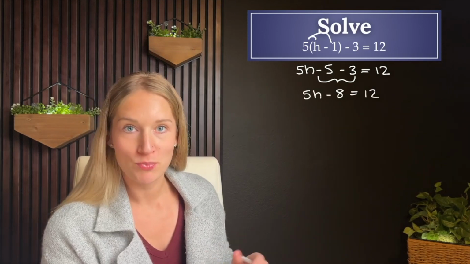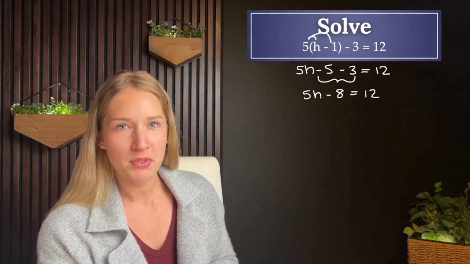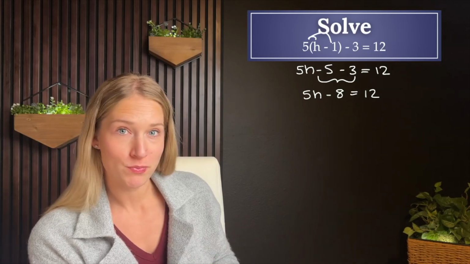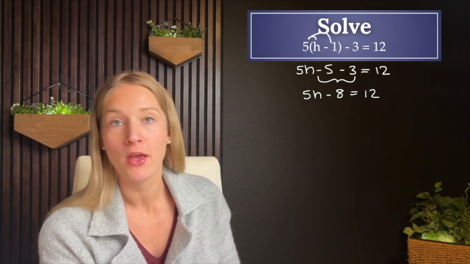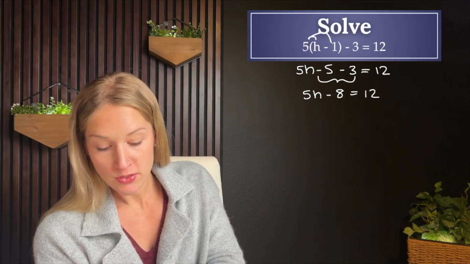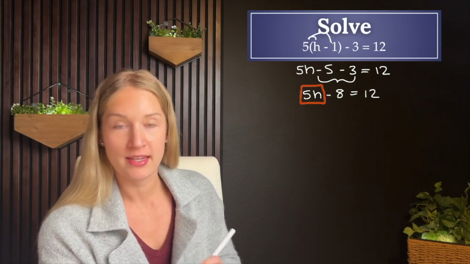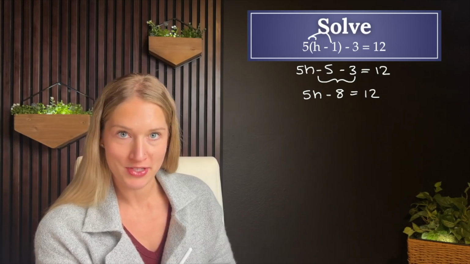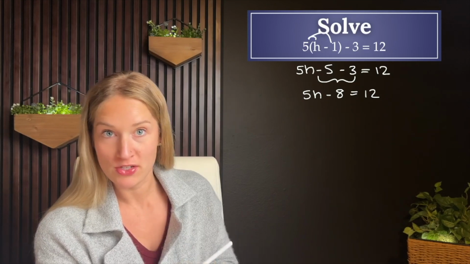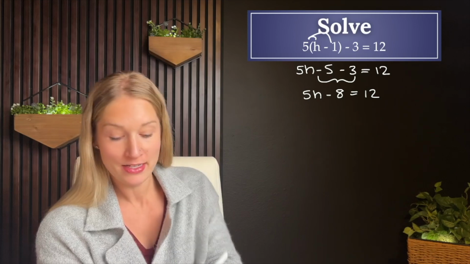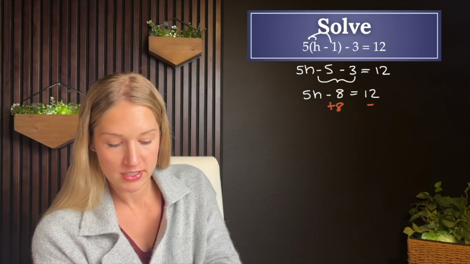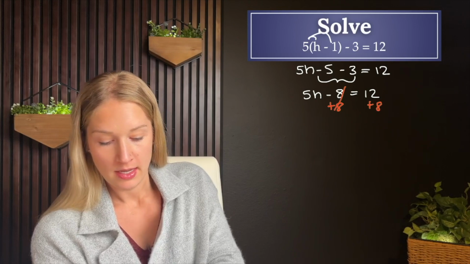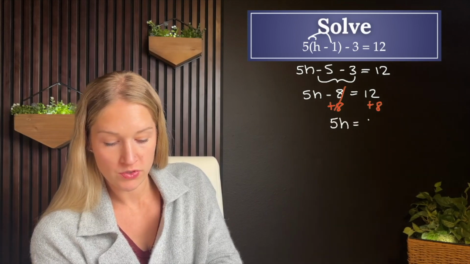Now is when I can start moving things over. So remember, we've talked about isolating the variable term. So the whole piece that has the variable in it, we need to get that alone first. So the piece that I'm looking at in this case is the 5h. So I need to move the 8 to the other side. I use the inverse operation of subtracting 8, which would be to add the 8 to both sides. And then I've got 5h equals 20.